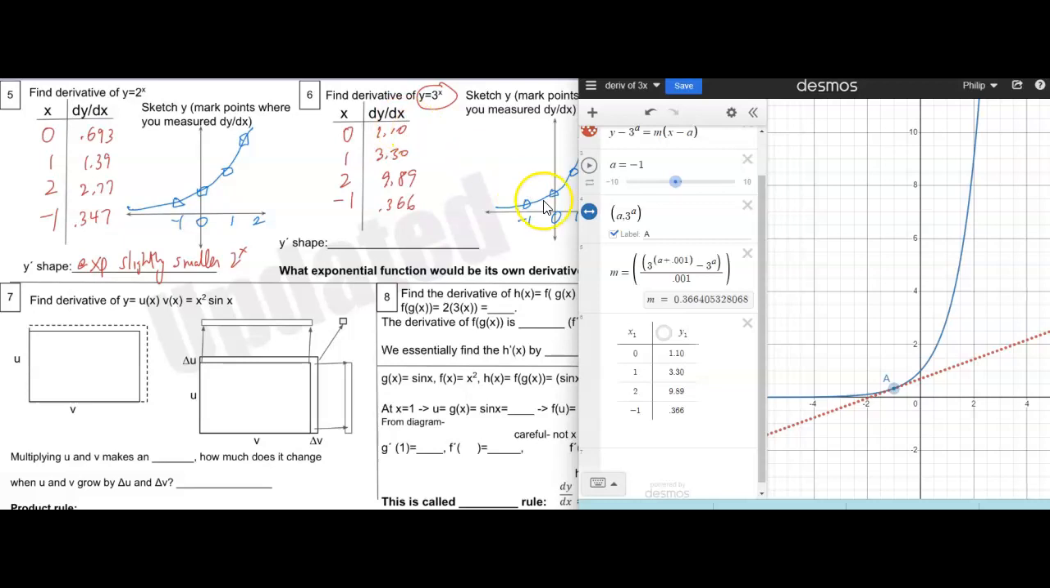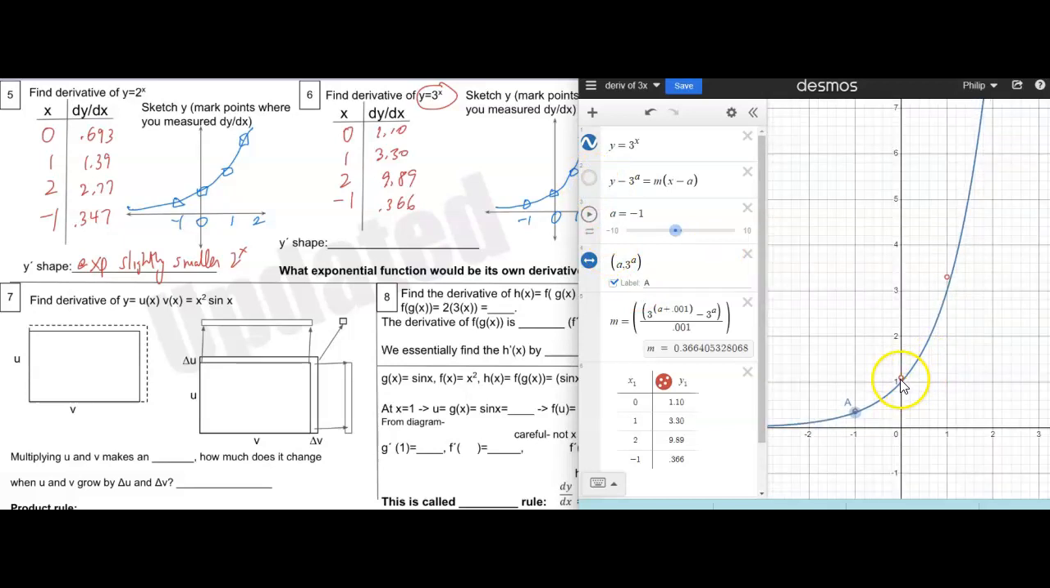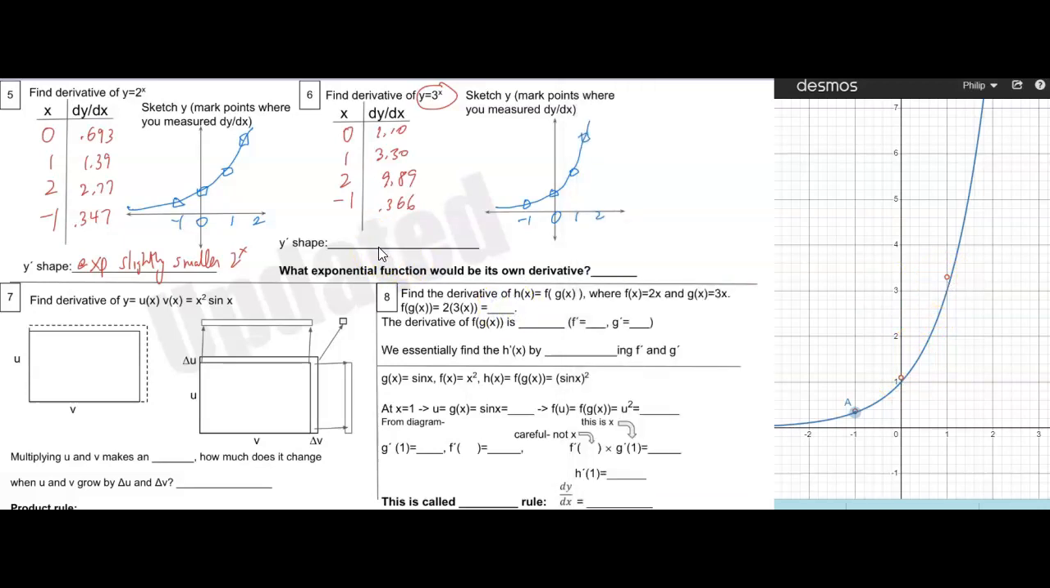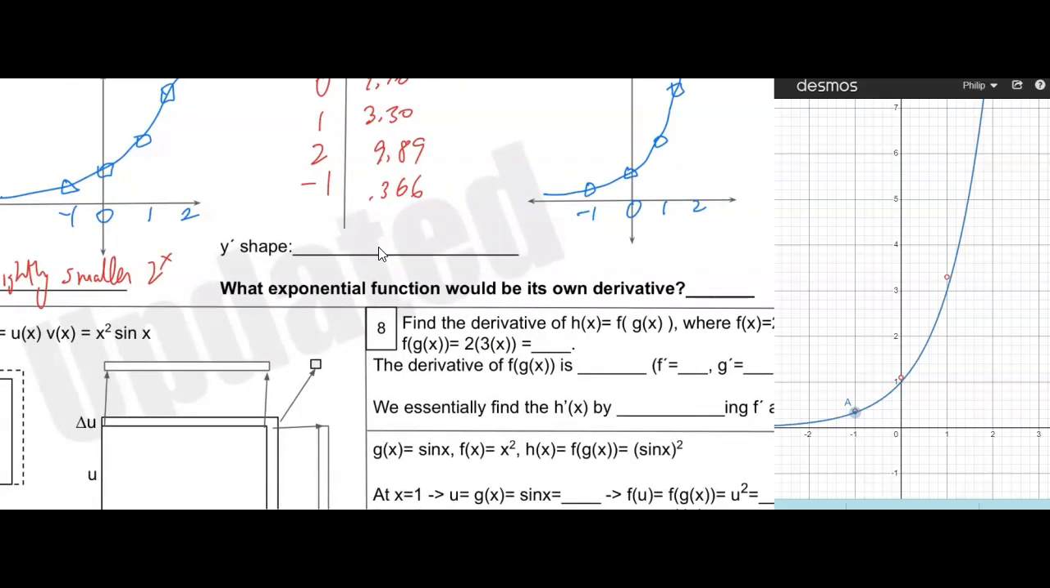Okay, and so now let's do the same comparison we did before. Let's compare this with our original function. So let me turn off the tangent line for a second. Do you see how my derivative values, which are these open circles, are slightly higher than the blue curve? So if I was to comment on the shape, I would say that the shape of the derivative curve is also exponential, slightly higher or bigger than 3 to the x.